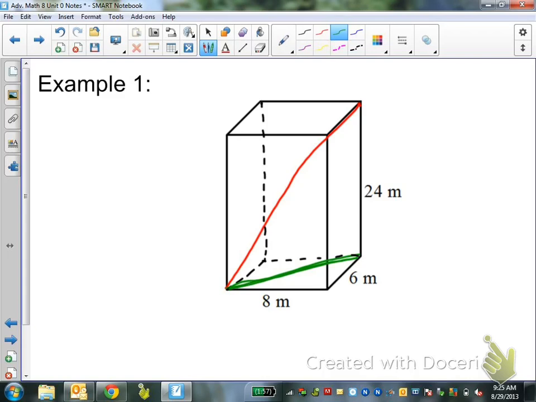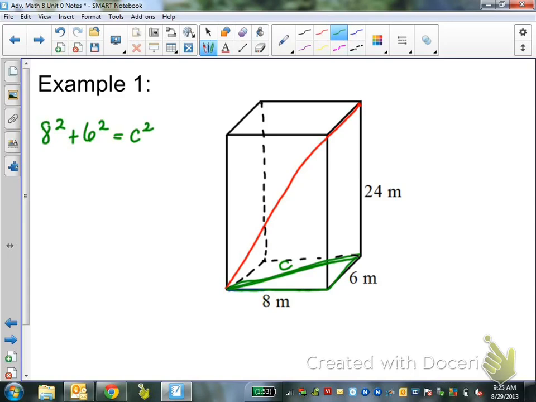So how can I find the length of the diagonal across the base? We can use Pythagorean theorem. Actually, let me use green. We can use Pythagorean theorem here to find the length of the base. Let's call the length of the base C, and let's use Pythagorean theorem to find the length of C. So we are going to have 8 squared plus 6 squared equals C squared.